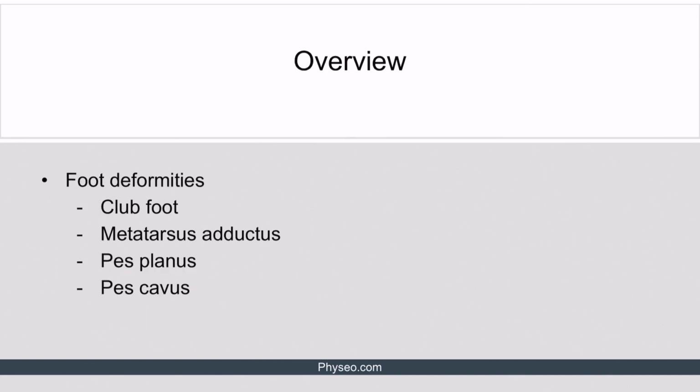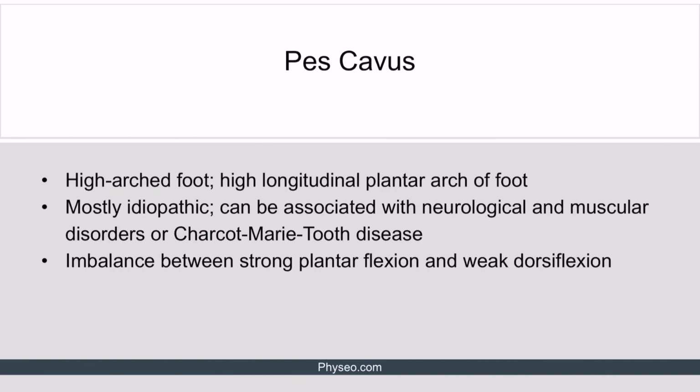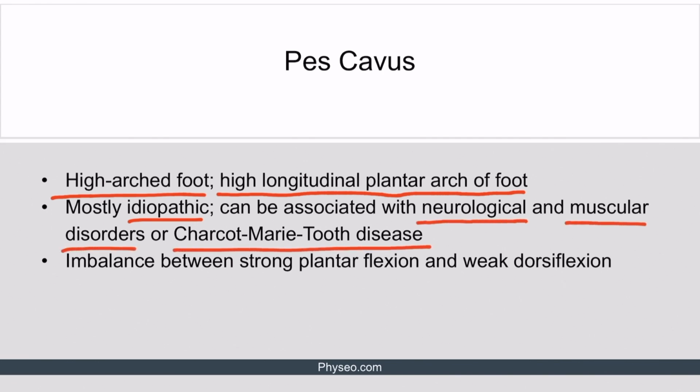Let's shift gear to pes cavus. Pes cavus is also known as high-arched foot, characterized by high longitudinal plantar arch of foot. It is mostly idiopathic. However, it can be associated with neurological and muscular disorders or Charcot-Marie-Tooth disease. It is believed to be due to imbalance between strong plantar flexion and weak dorsiflexion, resulting in this typical presentation.